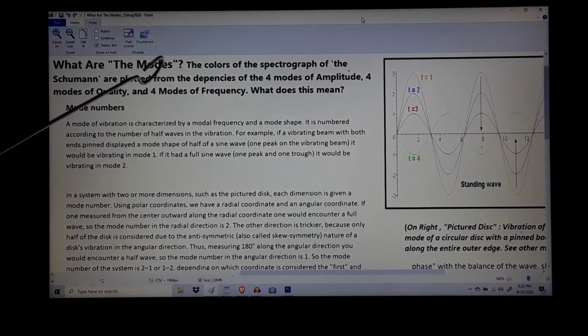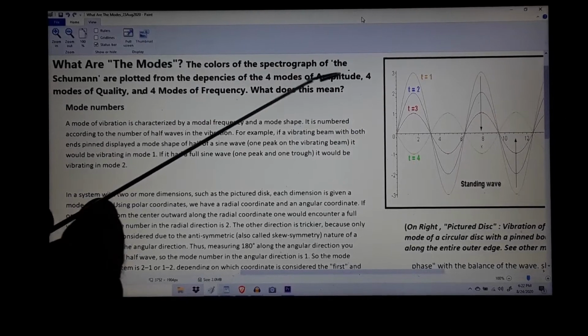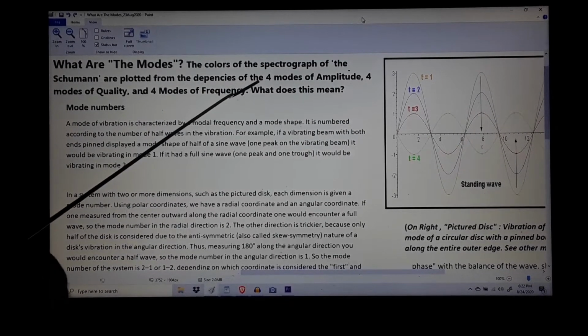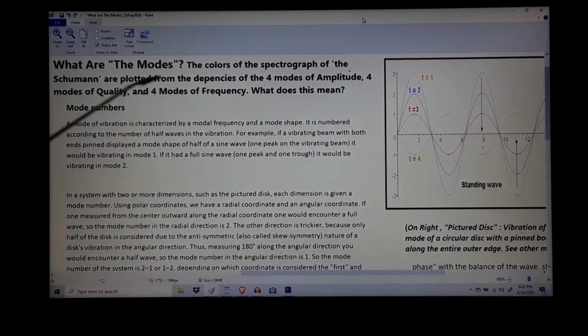So, what are the modes? The colors of the spectrograph of the Schumann are plotted from the dependencies of the four modes of amplitude, four modes of quality, and four modes of frequency. And what does this mean?